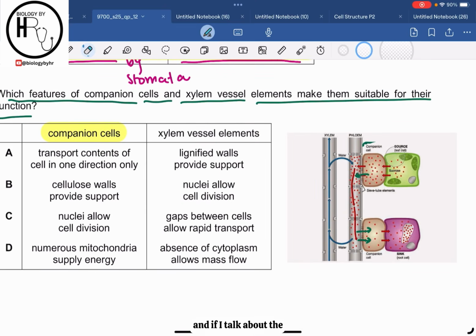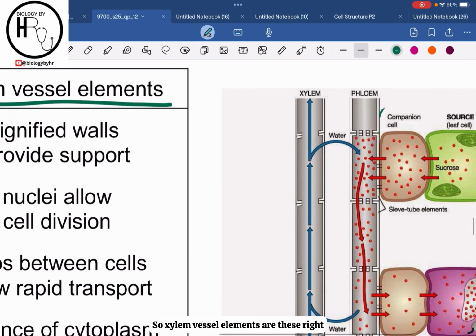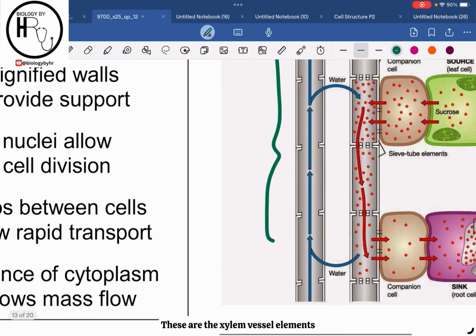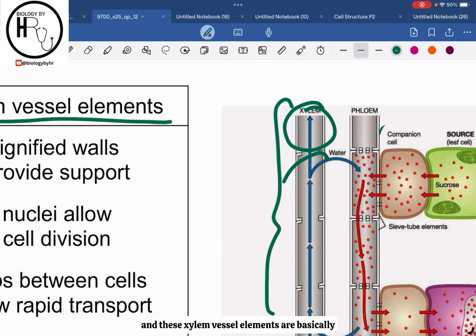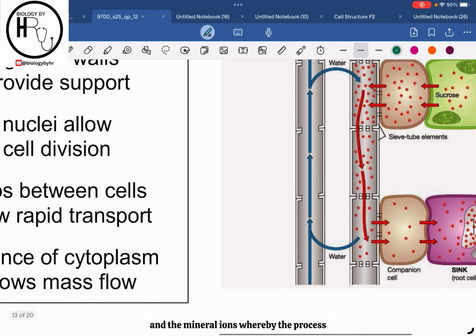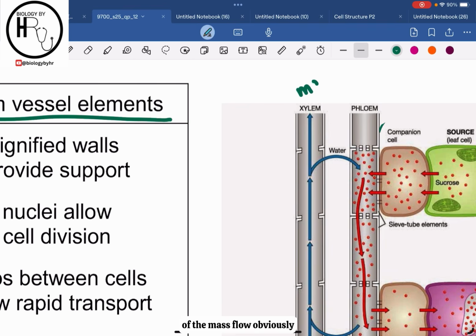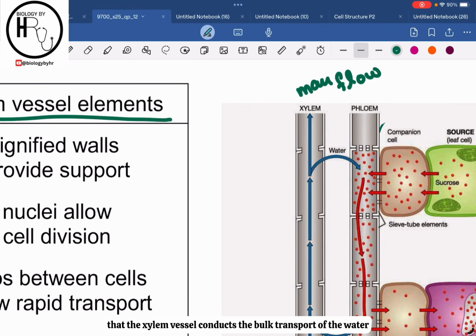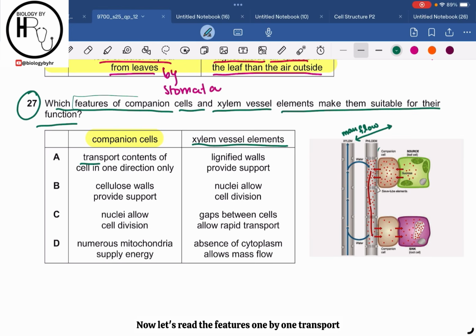And if I talk about the xylem vessel elements over here, these are the xylem vessel elements, and they are adapted for the bulk transport of water and mineral ions by the process of mass flow, because we know that the xylem vessel conducts the bulk transport of water and mineral ions by mass flow. Now let's read the features one by one. Transport content of the cells in one direction only? No, because we know that the phloem can transport substances in both directions.